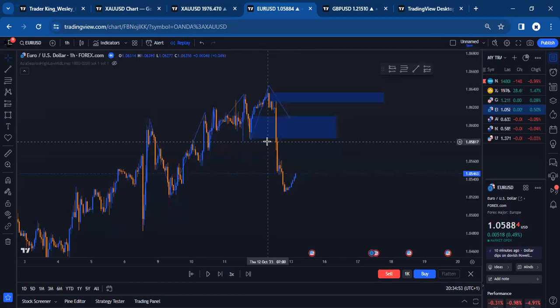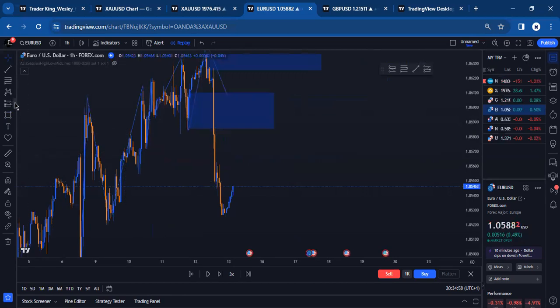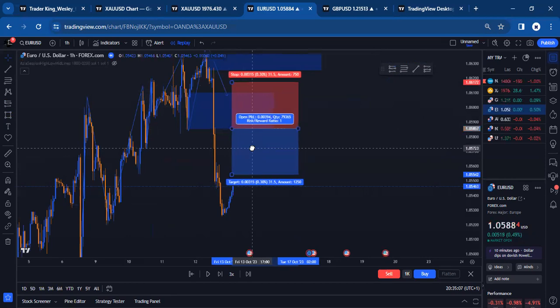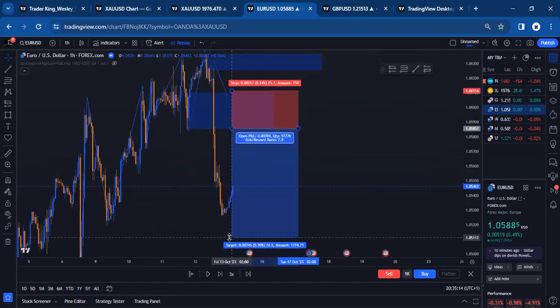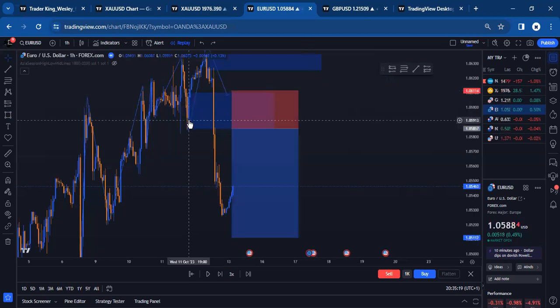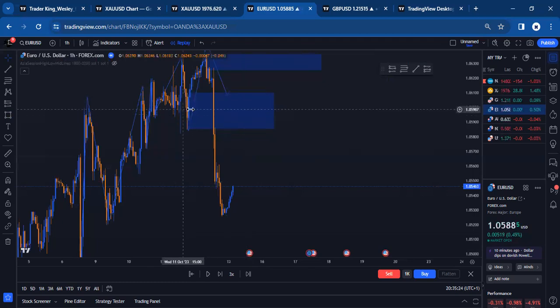Now let me show you how I trade breaker blocks. If I have a small breaker block that will give me a comfortable risk to reward, I can just put my entry at the beginning of the breaker block, my stop loss above the breaker block, and my take profit wherever it's going to be. If I have a small breaker block, I'm going to use that. But in this case, this breaker block is too big. It's too large.